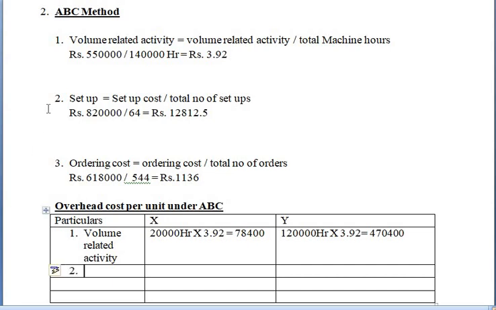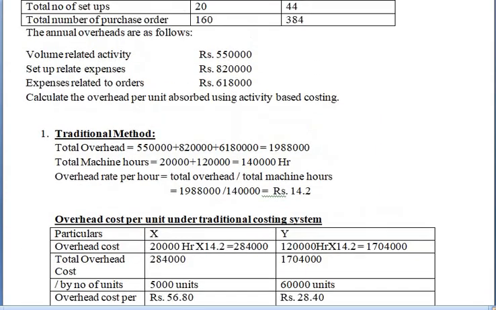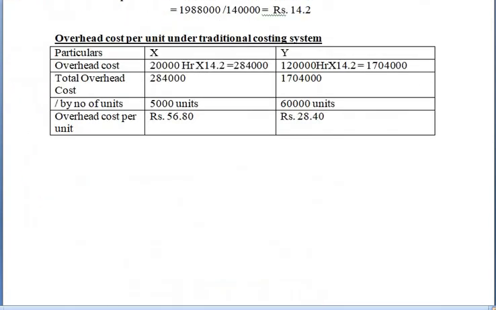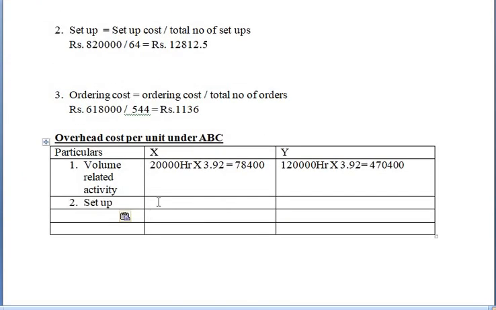So the second activity is setup related cost. Here setup cost is based on what? Setup cost is based on total number of setups. Now what's the total number of setups for product X and Y? For product X 20, for product Y 44.